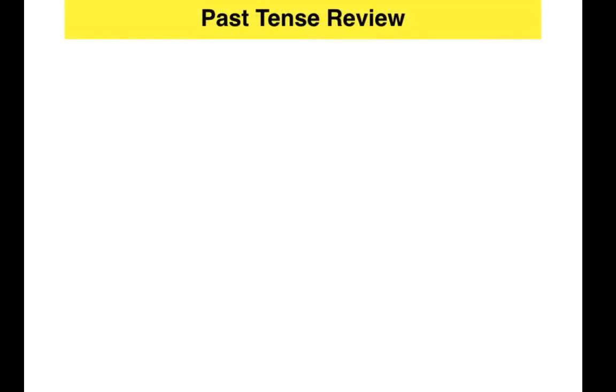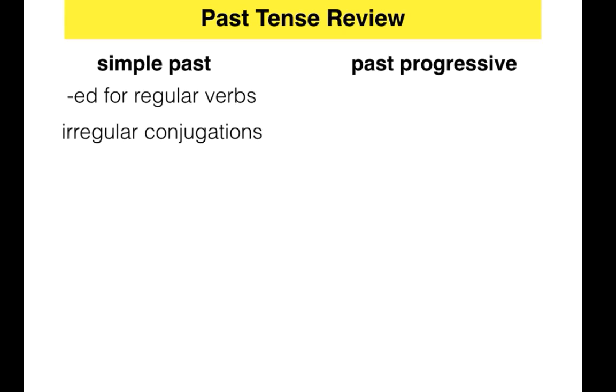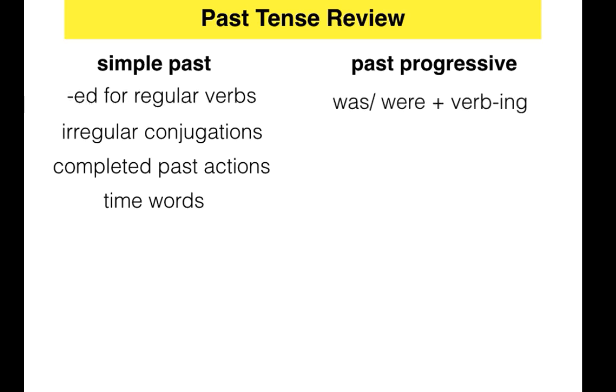Okay, let's quickly summarize this review. We use both the simple past and the past progressive to talk about past time events in English. To form the simple past, we need an -ed for regular verbs. But watch out, because there are a lot of irregular conjugations as well. We use the simple past to talk about completed past actions, and this tense is often accompanied by time words, like yesterday. To form the past progressive, we need was or were and a present participle. We use the past progressive to talk about activities in progress, and this tense often appears with another activity in the past.